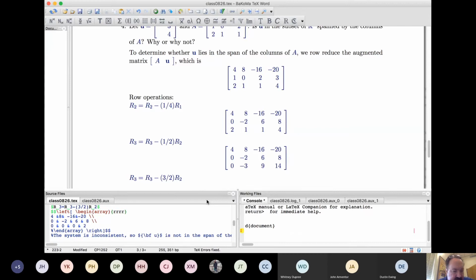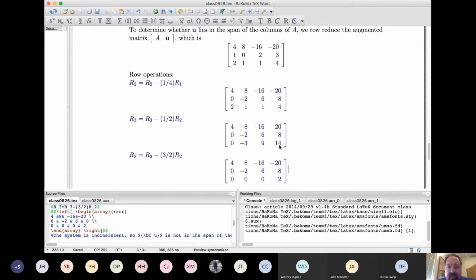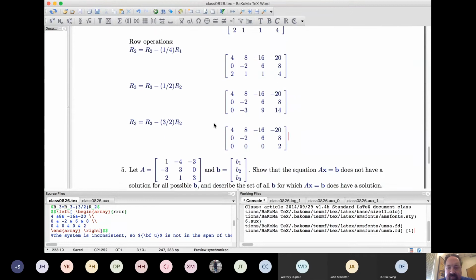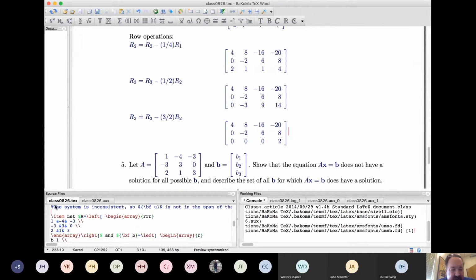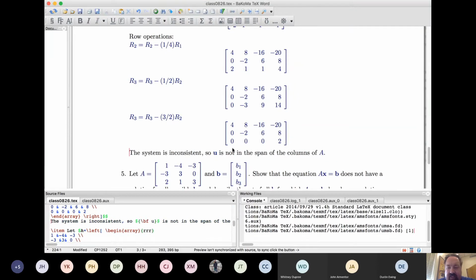Once we carry out that row operation, this is the matrix that we get, and this is bad. The third row of the original matrix A has been reduced to 0, but we have something non-zero over here. When the row is all zeros except for the last element, in an augmented matrix, that system is inconsistent. So what we can conclude in that case is that the vector U that we originally had on the right-hand side is not in the span of the columns of A.